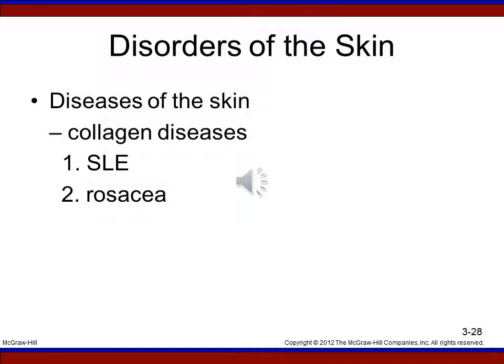SLE, systemic lupus erythematosus. This particular lupus, SLE, is an autoimmune disease. It occurs most commonly in women and produces characteristic skin lesions. The most characteristic feature is a butterfly-shaped red rash on both cheeks joined across the bridge of the nose. So if you see a butterfly-shaped rash on their cheeks, joined across their nose, chances are they have systemic lupus erythematosus.